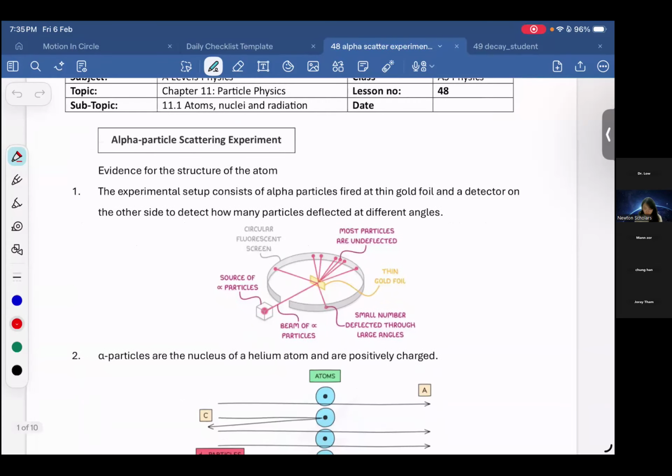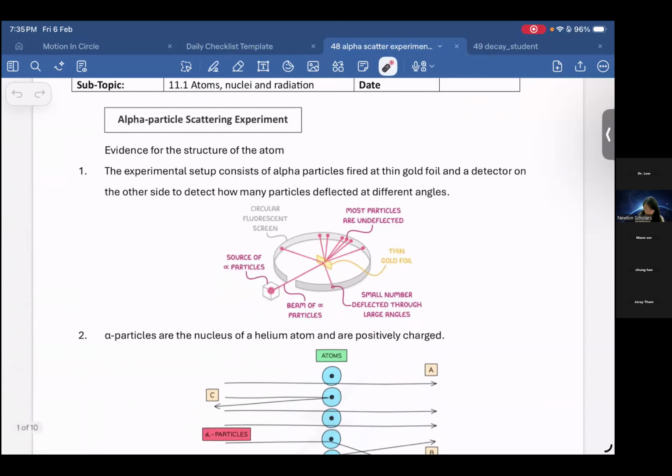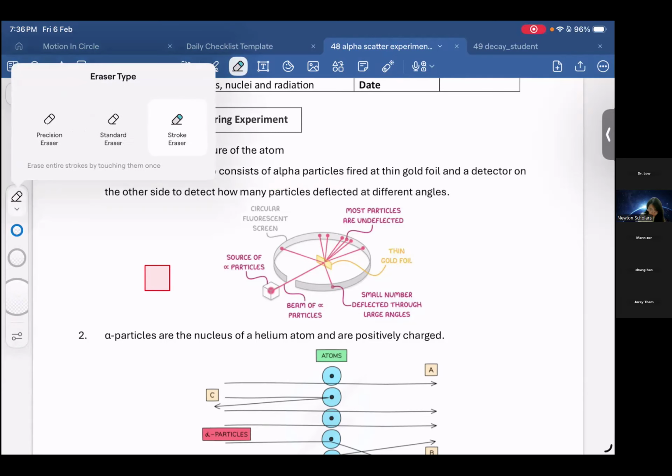So the experiment setup consists of alpha particles. Later on page number 2, I will explain a little bit why alpha particle and why not beta particle, because this is a quite common question asked by students. But in the past questions, they don't ask about this. So for the alpha particle, we will have a box. In year 11, we did learn about this. There is a box.